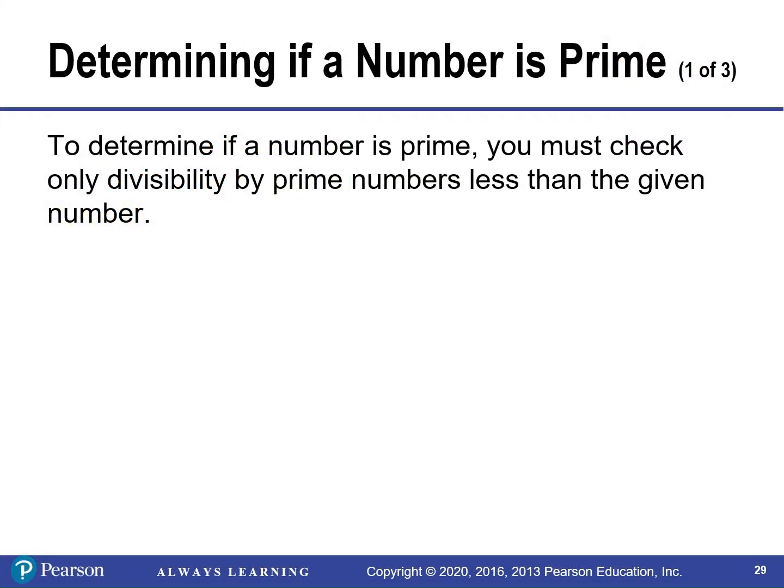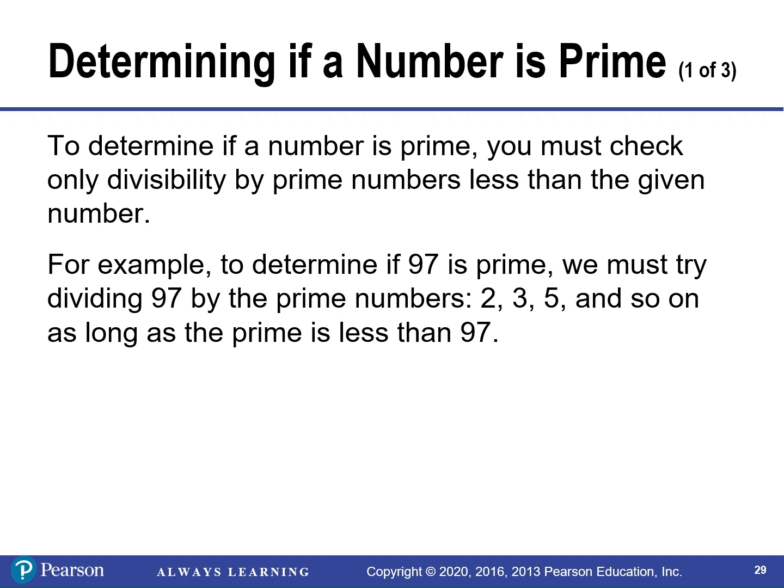We can determine the number of divisors a number has using its prime factorization, but another important thing we're going to need from this lesson is determining if a number is prime or not. So we have to check divisibility by prime numbers less than a given number to determine if a number is prime or not. So, for example, we can determine if 97 is prime by dividing 97 by prime numbers less than 97.